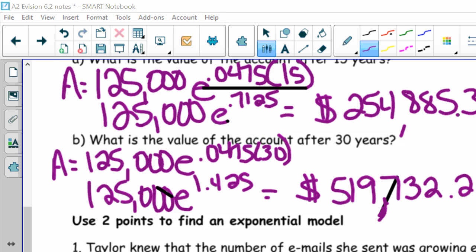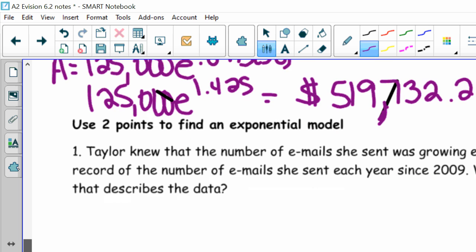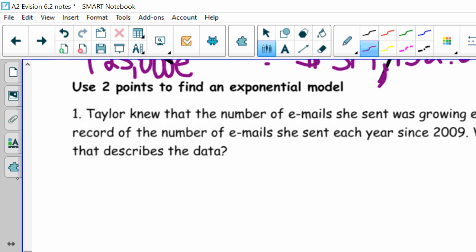So now we're going to look at how we use 2 points to find an exponential model. So this first one says that Taylor knew that the number of emails she sent was growing exponentially. She generated a record of the number of emails she sent each year since the year 2009. What is an exponential model that describes the data? Again, we know y equals a b to the x. That's what we're trying to get.